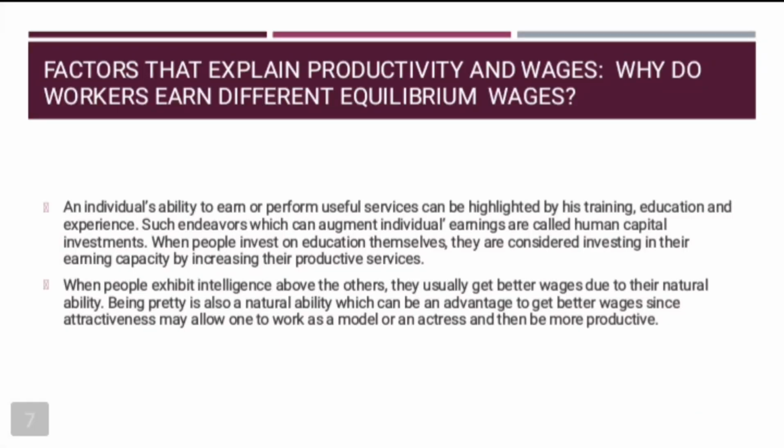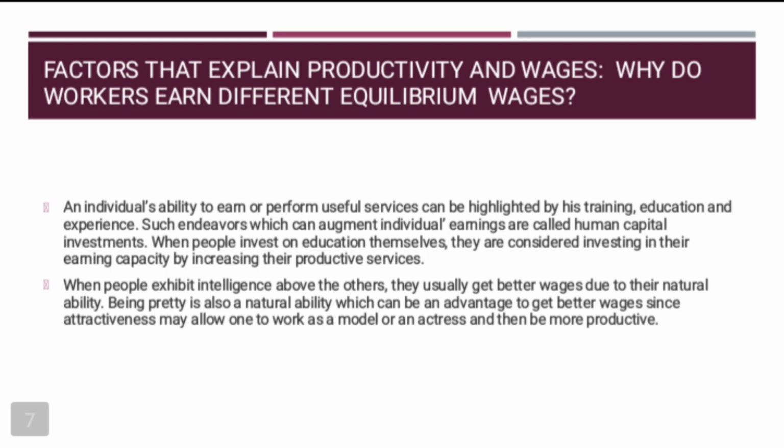Factors that explain productivity and wages. Why do workers earn different equilibrium wages? An individual's ability to earn or perform useful services can be highlighted by his training, education, and experience. Such endeavors which augment individuals' earnings are called human capital investments. When people invest in education, they are considered to be investing in their earning capacity by increasing their productive services.